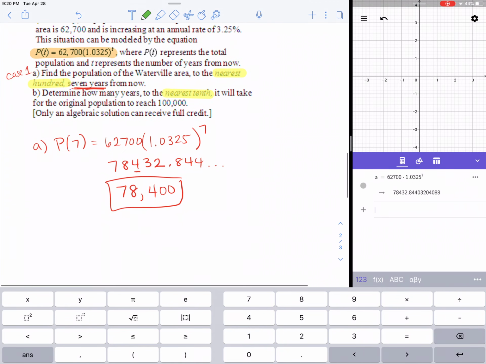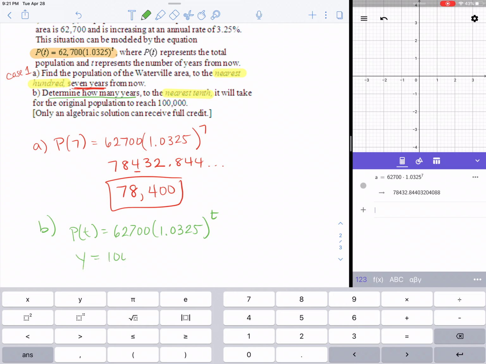Now let's look at part B, which is a case 2. They're asking to determine how many years. So when they're asking how many years, that's when you know it's a case 2 problem. To the nearest tenth, will it take for the original population, that's 62,700, to reach 100,000. So I'm going to graph P of T equals 62,700 times 1.0325 to the x power. No, sorry, if I'm writing P of T, I have to put T. And then the second one, we want to graph y equals 100,000.